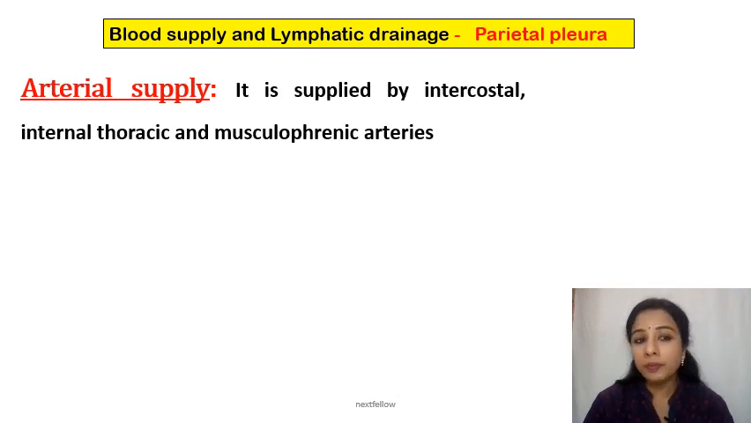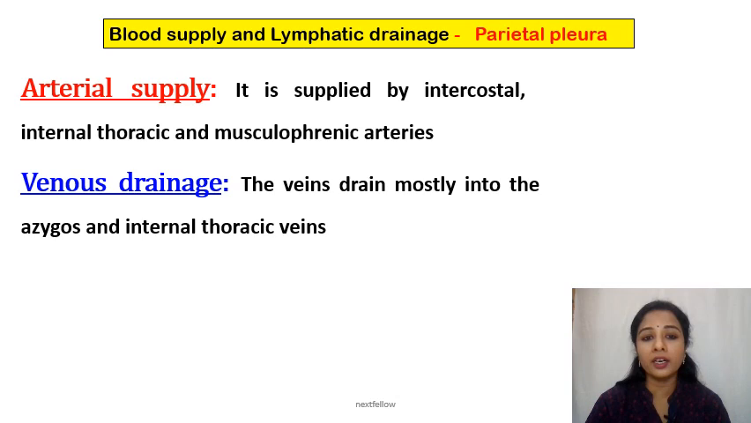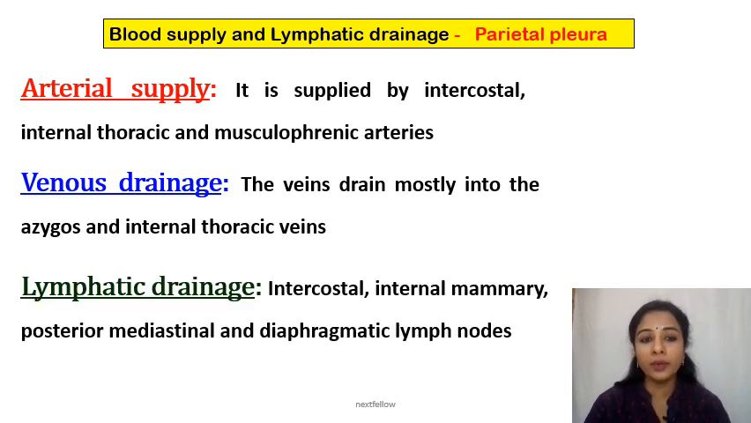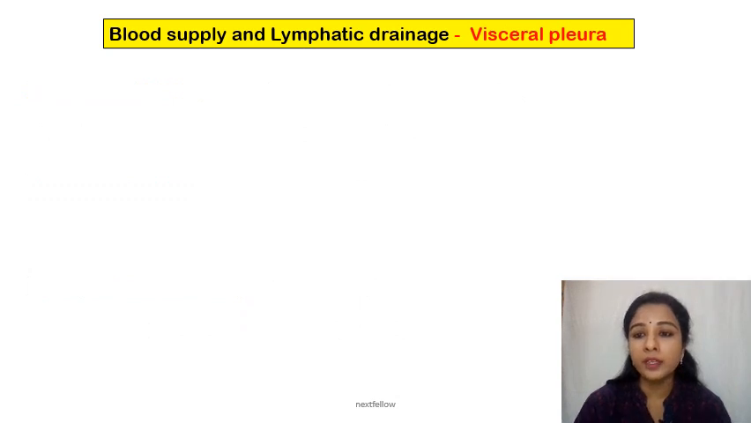So the arterial supply, just now we discussed body wall, parietal pleura: intercostal arteries, internal thoracic arteries, musculophrenic artery. Venous drainage is by azygos and internal thoracic veins. Lymphatic drainage, parietally: intercostal lymph nodes, internal mammary group of lymph nodes, posterior mediastinal lymph nodes, and below, the diaphragmatic lymph nodes.